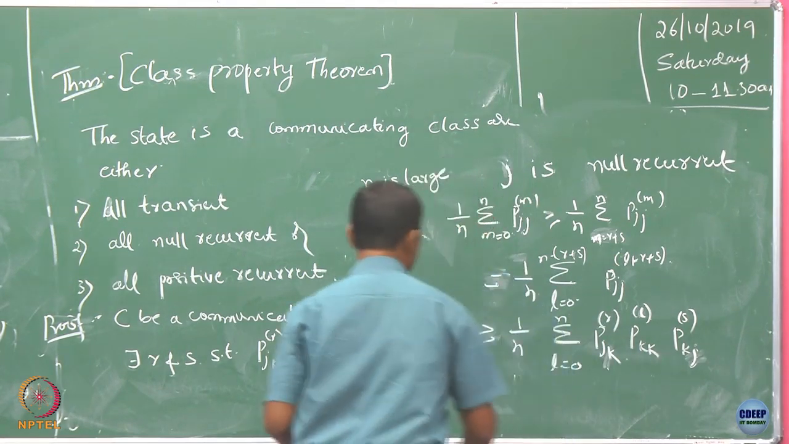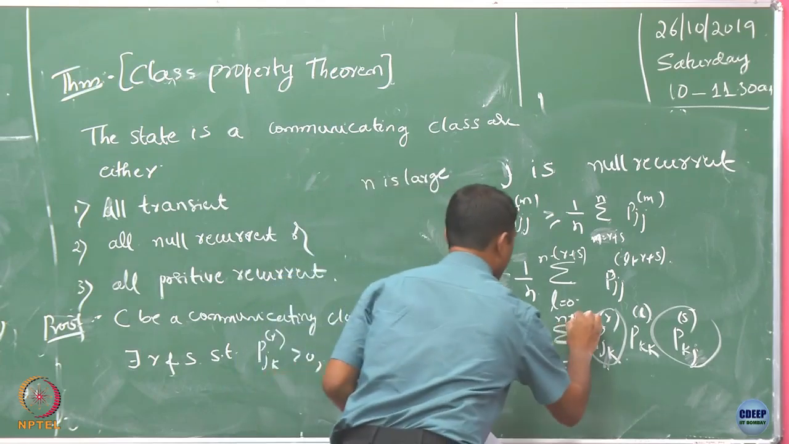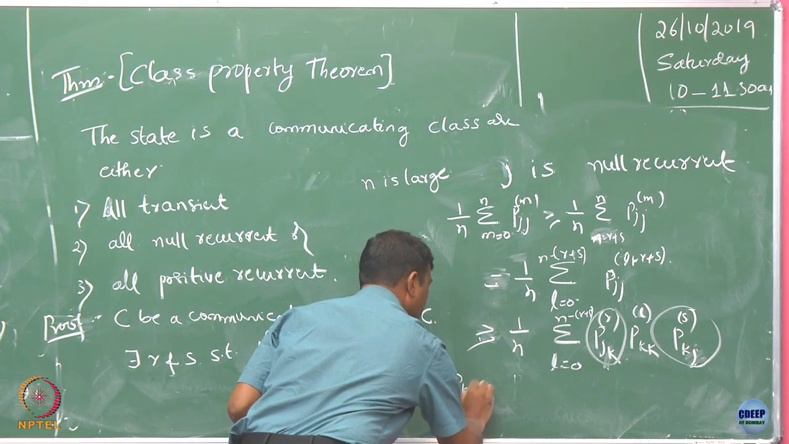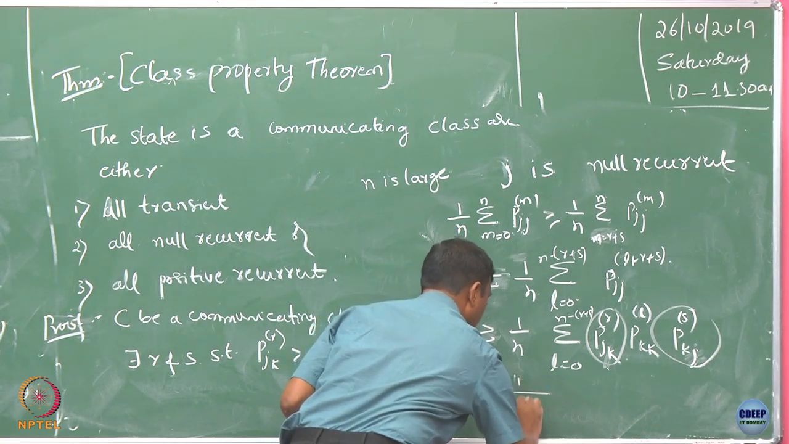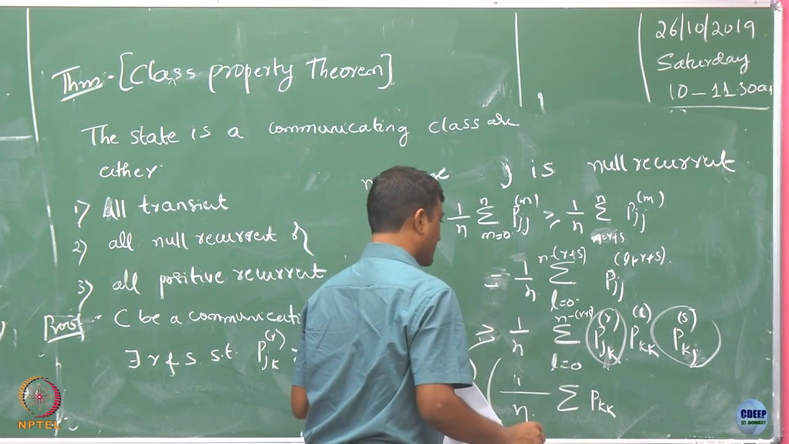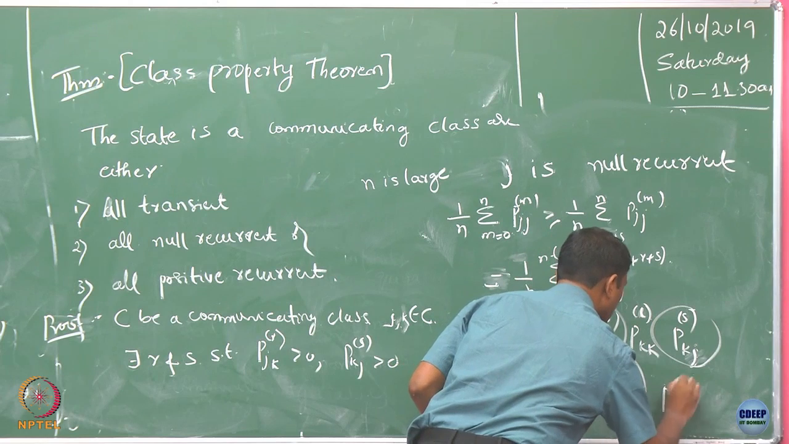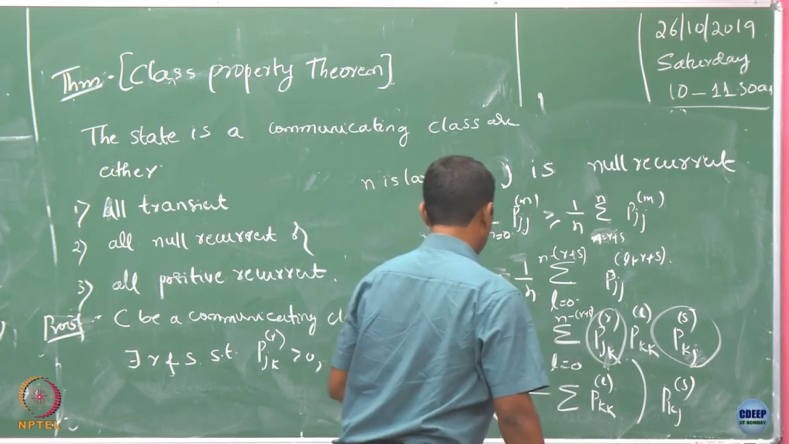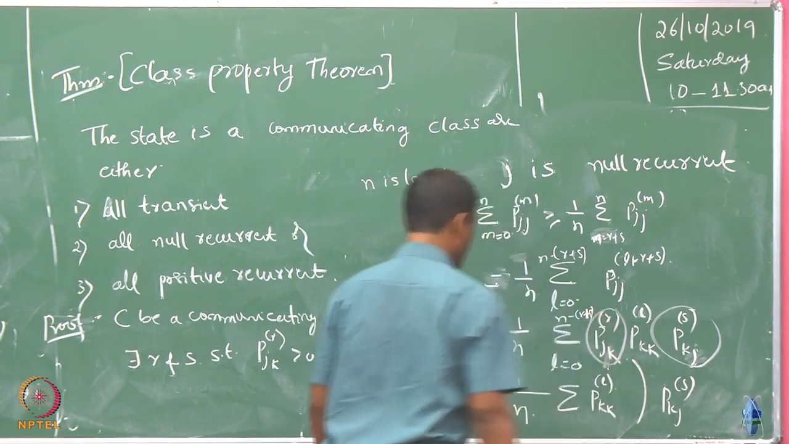Now I am going to do a little bit of manipulation. I will pull out this term and this term outside. So this is minus r plus s, right? P_kk of l times 1 by n times P_kk. So how many terms are there here? L goes from 0 to n minus r plus s.